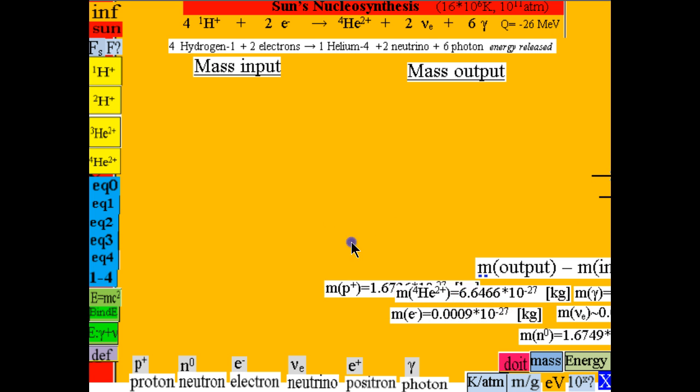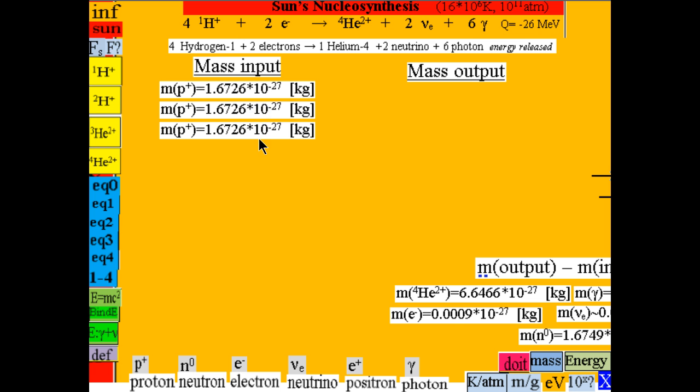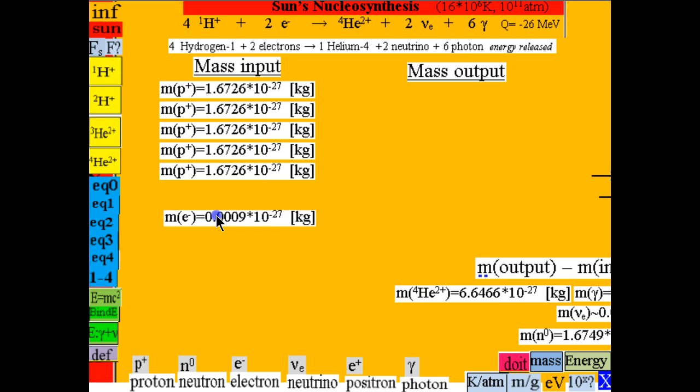And we know that we put in 4 hydrogen-1 nuclei, which is the same as 1 proton, and we know that each proton has a mass of 1.6726 multiplied by 10 to the power of minus 27 kilogram. So this we put in 4 times: 1, 2, 3, 4. In addition, we put in electrons, 2 of those.